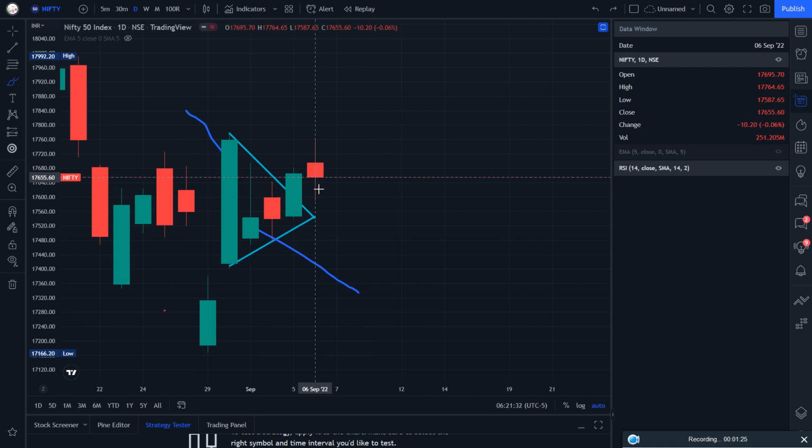So here we should wait for the breakout. You can't say this is bullish or bearish. That means we cannot say that after this forms, market will go up or market will go down. But we should wait for the breakout, right? We should wait for the signal.